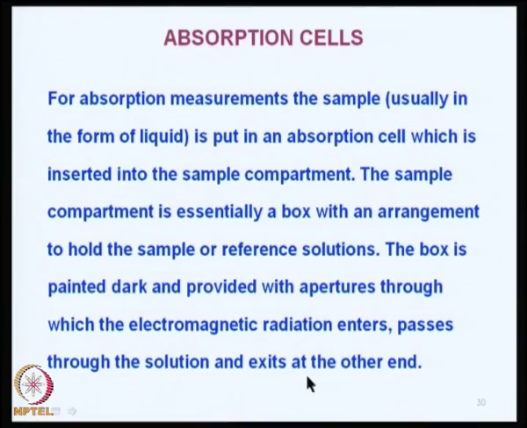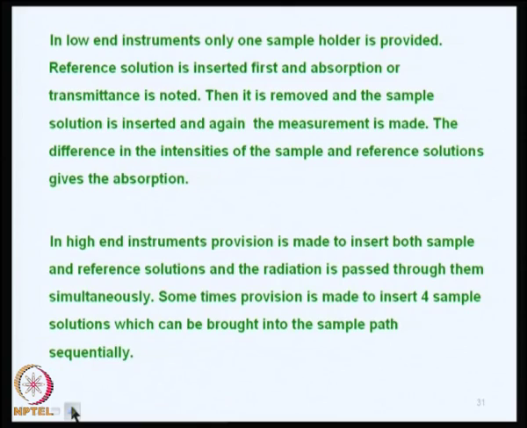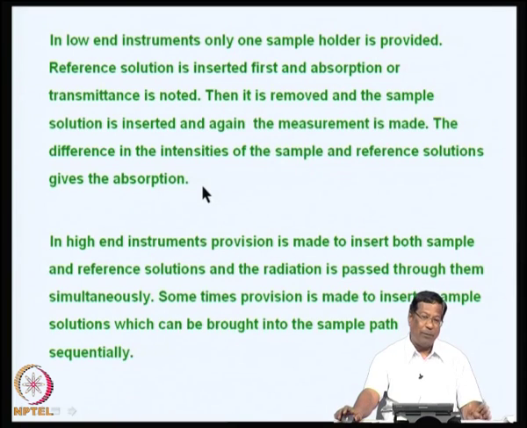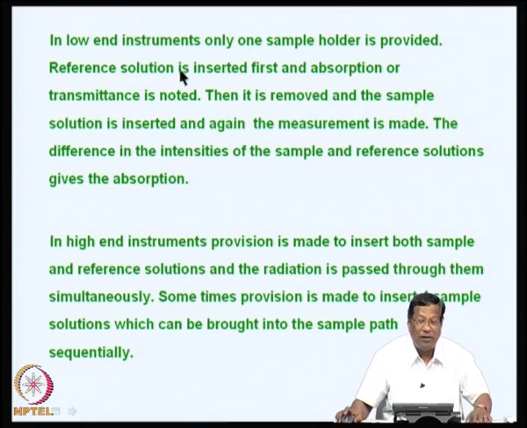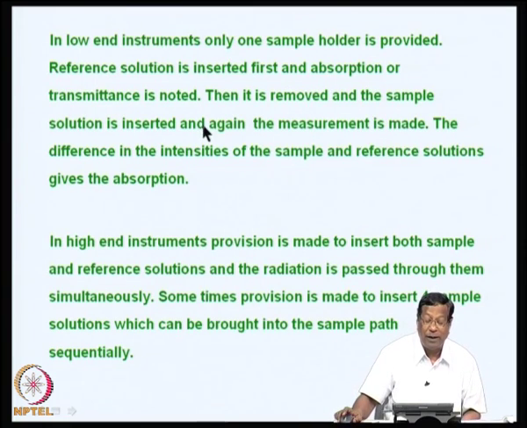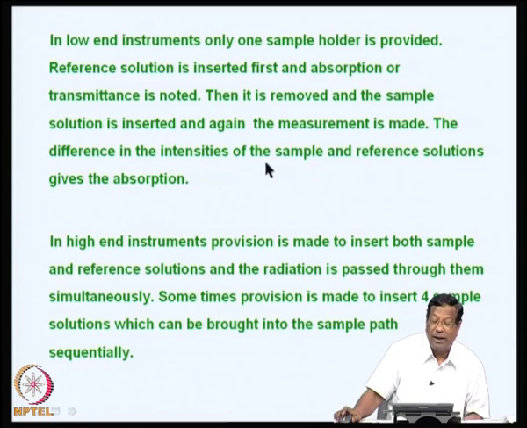As the electromagnetic radiation enters, it passes through the solution and exits at the other end. In low end instruments, only one sample holder is provided. That means you put in the reference and take the absorbance measurement, then remove it, put your sample in and take the measurement again. The difference in the intensities of the sample and reference solution gives the absorption.